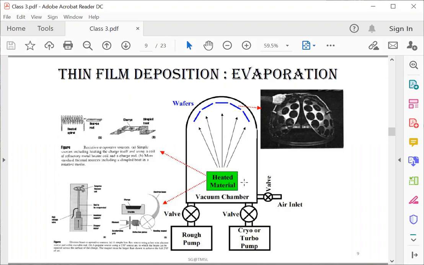So both alloy deposition and layer by layer individual deposition are possible by using multiple crucibles inside the vacuum chamber. An evaporation system, with this type of big bell jar you can see used as the chamber, can accommodate more than one crucible to get various kinds of films. Okay, so that is called thin film deposition onto the silicon wafer.